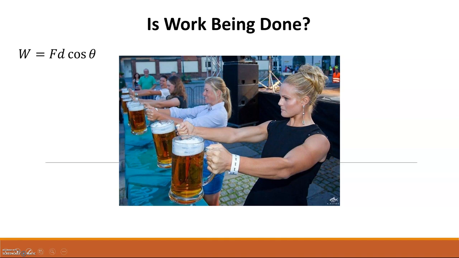So let's look at the math. Take a second and answer whether or not you think work is being done, in your everyday sense of what you would call work. And so let's take a look at the math of it. We have the force times the displacement times the cosine of the angle between them. So what are the forces acting on the beer? Well, we've got a weight force downwards. It's not moving, so we must have a normal force upwards counteracting it, and that normal force is being applied by the hand.